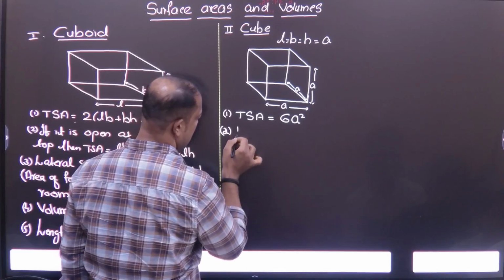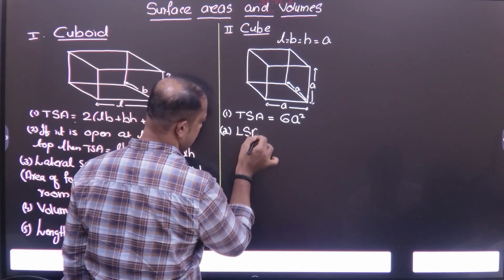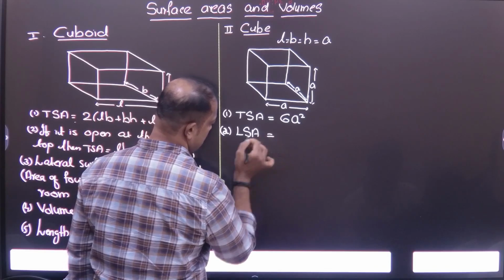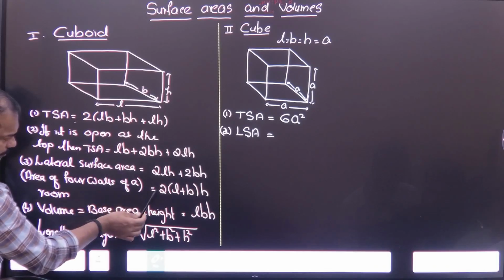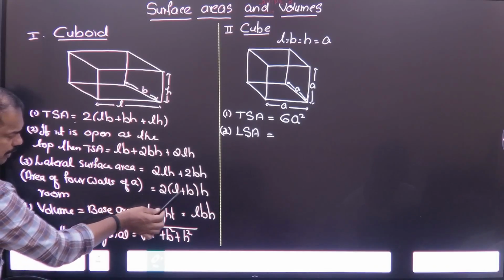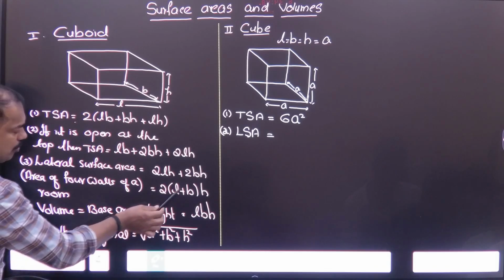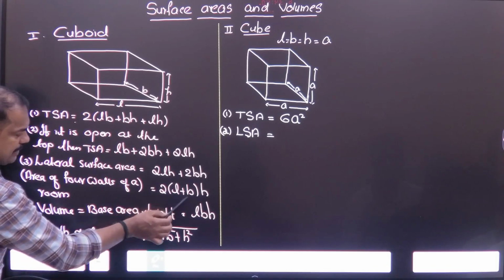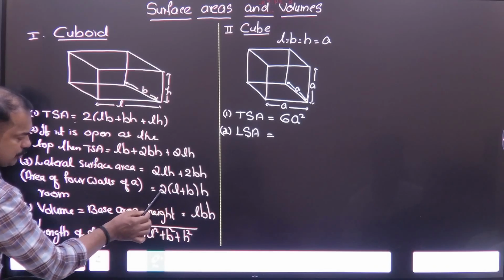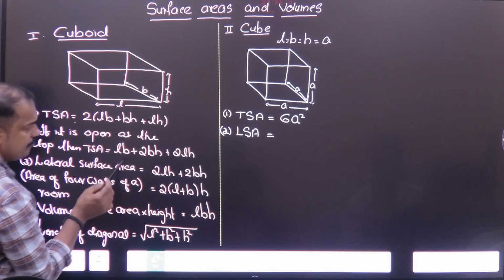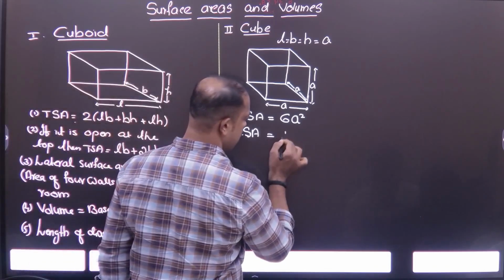Next, lateral surface area. देखो third part. What is the formula? देखो 2 into (L plus B) into H. What is the value of L? A, B, H: A plus A, 2A into 2 into A. So 4A square.